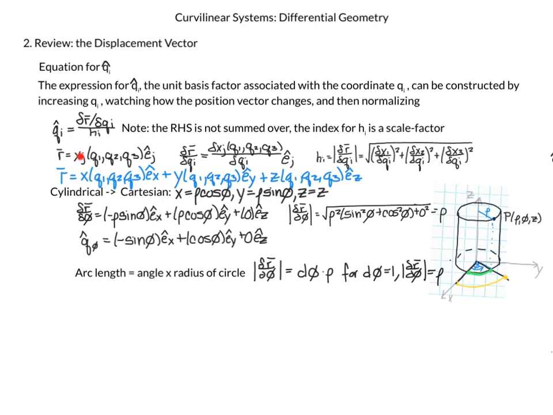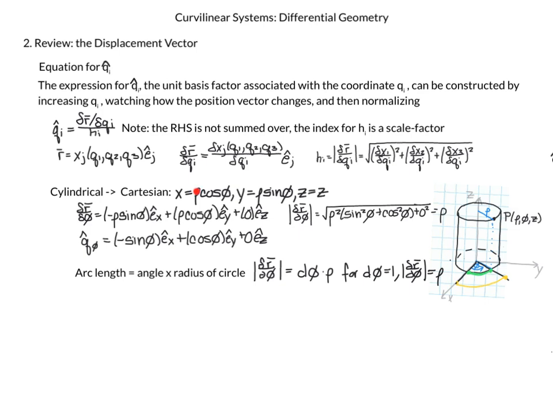Then we have our x2, which is just y of q1, q2, q3 in the y direction, and then x3, which is z in the q1, q2, q3 in the z direction. We then take partial derivatives of r with respect to the ith coordinate, and that's over here. So if, for example, in cylindrical coordinates, we're looking to find the basis vector for phi, we would take the partial derivative of r with respect to phi.